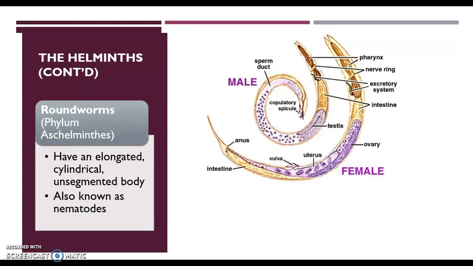The other group are the roundworms, and these are classified in the phylum Aschelminthes. They have an elongated cylindrical body. Their body is not segmented, so it is continuous. And roundworms are also known as nematodes. And you can see here that there are distinct male and female members of the species.